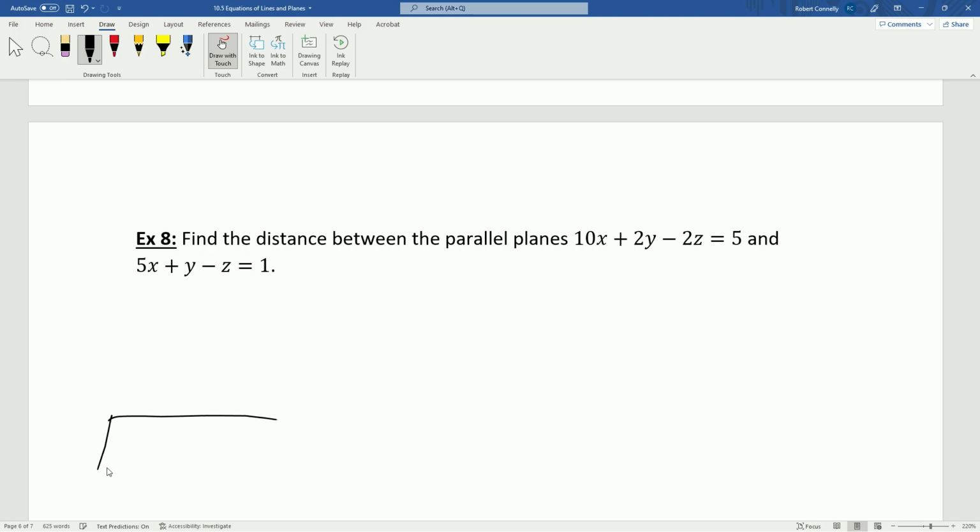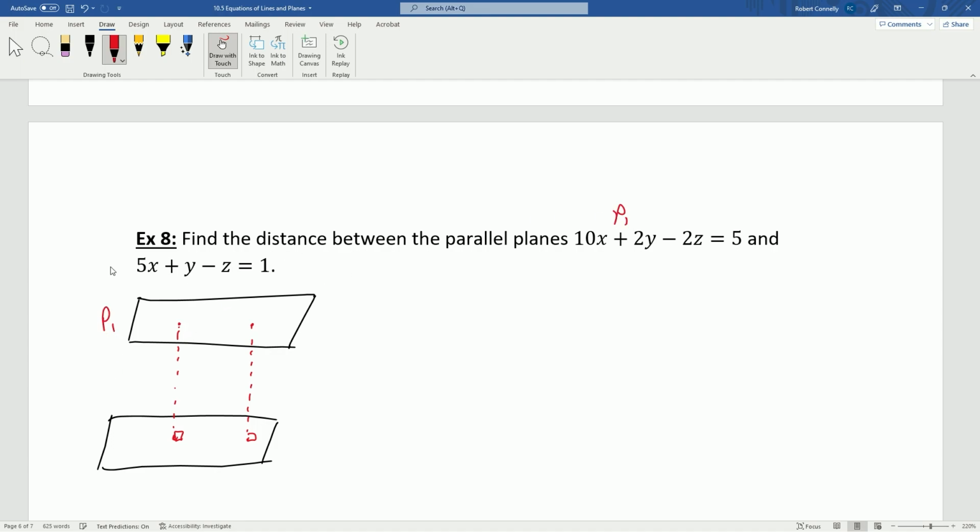So let's say we've got two planes which are parallel. Since they're parallel, that means if I take any point and drop its perpendicular down to here, I'm going to always get the same distance. That's what it means for these things to be parallel. So that means I can just pick a point on one of my planes. Let's call this one P1, and this one we'll call P2.